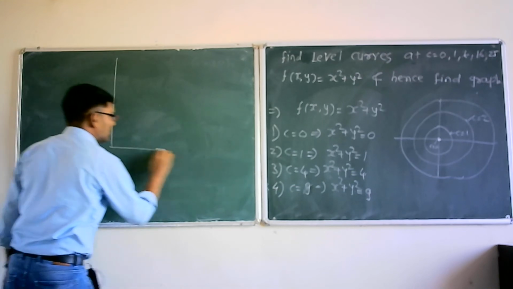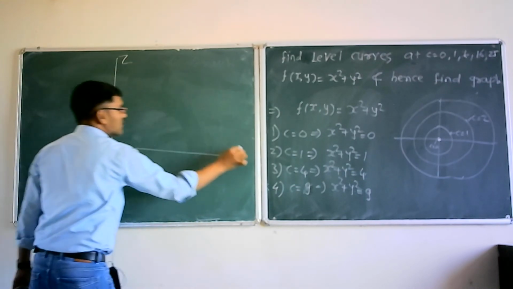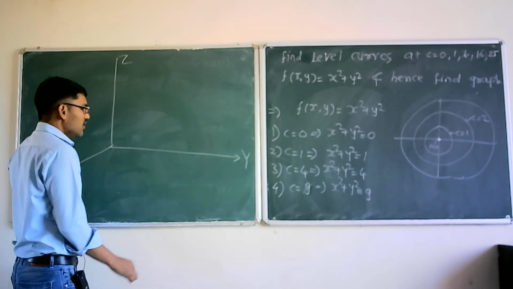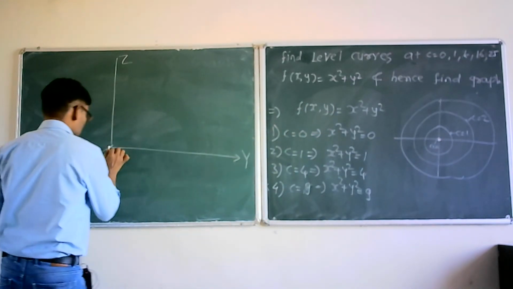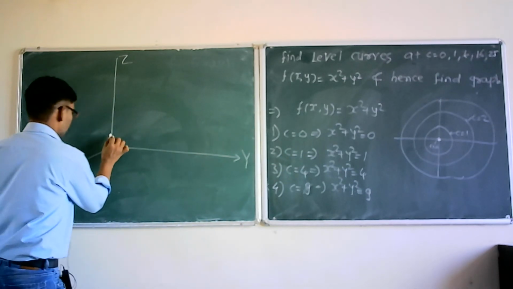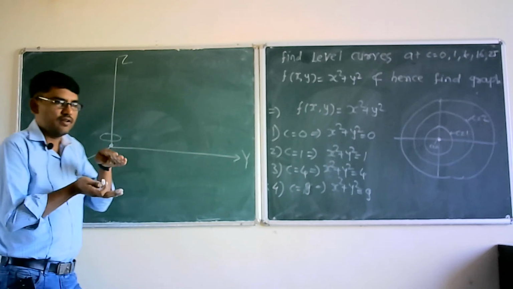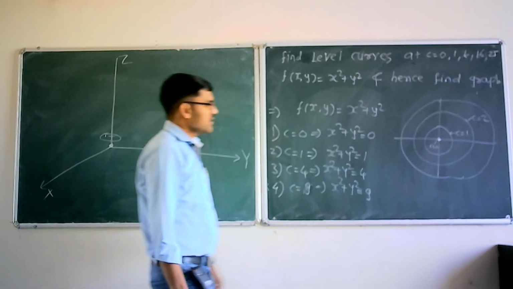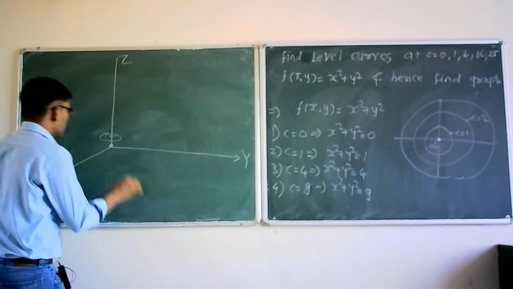So suppose this is z axis, y axis and x axis. Then we want to draw the first level curve, c is equal to 0. So this is what c is equal to 0. Then next, c is equal to 1, at height 1, at z is equal to 1. Now next, c is 4.